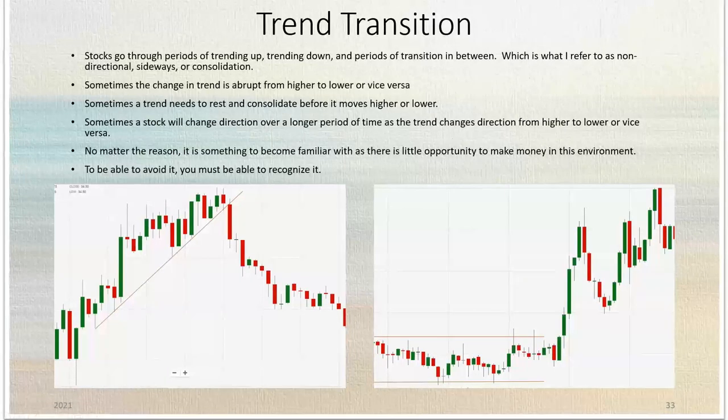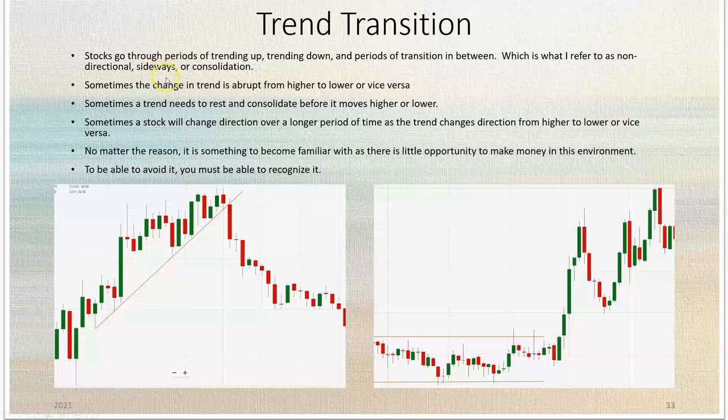So if you have an uptrend and a downtrend, there has to be times where it makes that transition from up to down, right? So stocks go through periods of trending up, trending down, and periods of transition in between, which is what I refer to as non-directional, sideways, or consolidation.